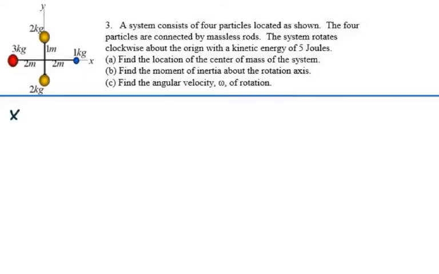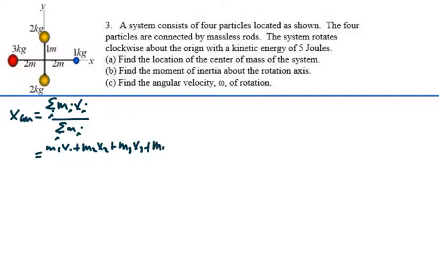Well, the x center of mass of the system is going to be equal to the summation of every mass multiplied by its x position over the total mass of the system. In this case, it'd be mass 1 x1 plus mass 2 x2 plus mass 3 x3 plus mass 4 x4 divided by mass 1 plus mass 2 plus mass 3 plus mass 4.